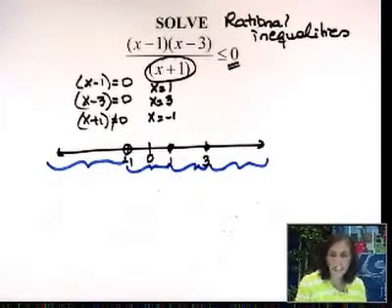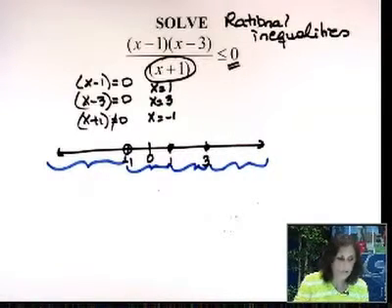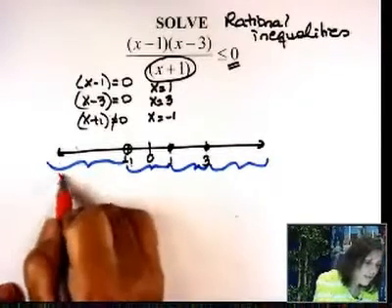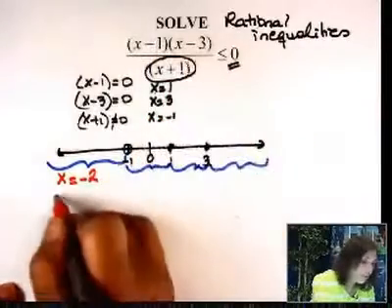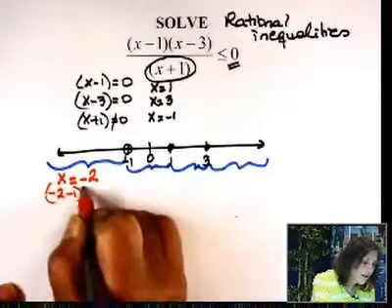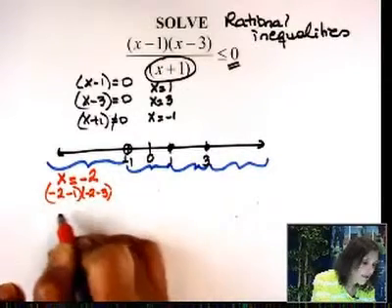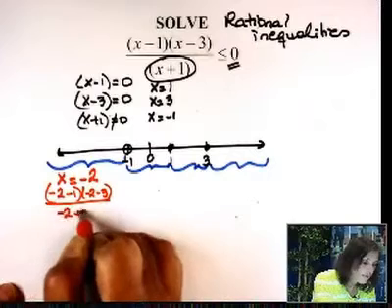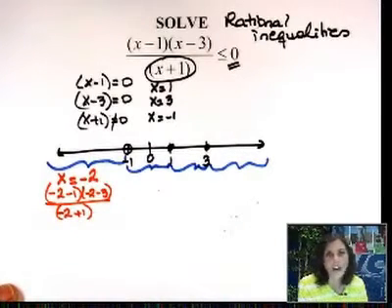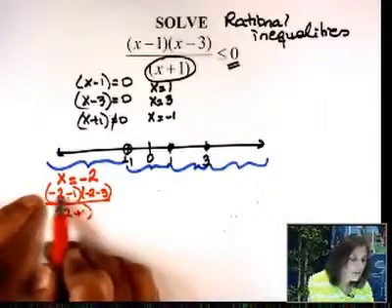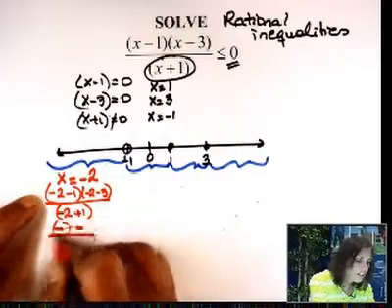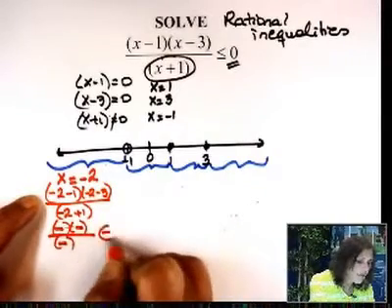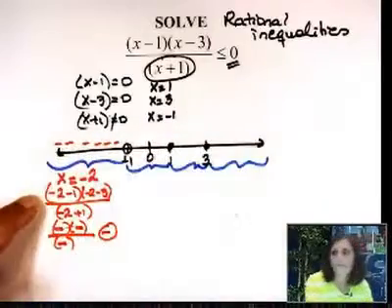I'm going to test those regions by plugging in different values for x in those regions. So let's do it. Let's say I write x equals negative 2 in this region. I put it in: negative 2 minus 1, negative 2 minus 3, divided by negative 2 plus 1. What does that give me? I don't have to calculate it. All I need to look at is the signs. This one gives me negative, this one gives me negative, and this one gives me negative as well. 3 negatives is going to give me a negative. So it's going to be negative here.